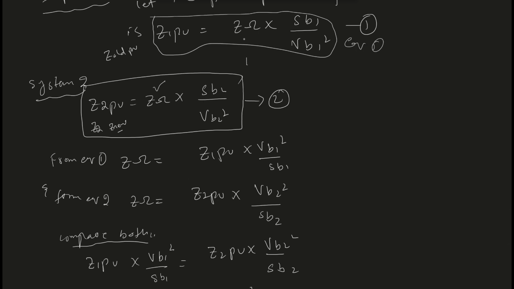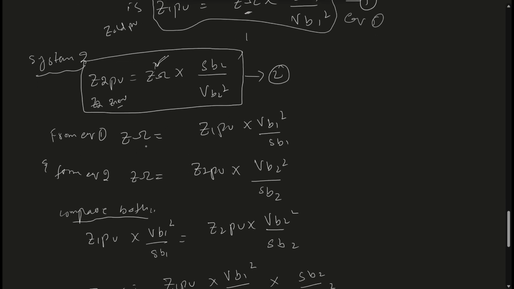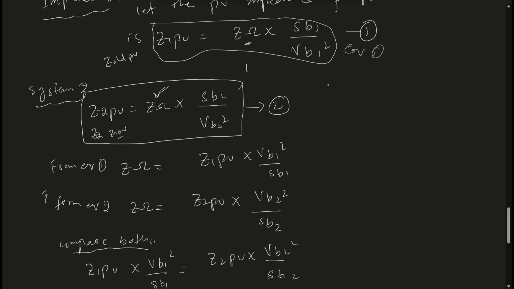If I need the value of Z ohm, because Z ohm is common in both equations, I'll get the Z ohm equation from both equations, and then we will compare both of them. So Z ohm will be equal to, let me find the one equation so it will be easy to understand, Z ohm multiply SB1 by VB1 square.